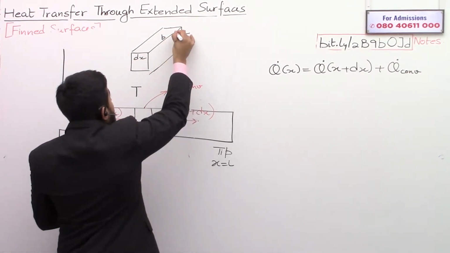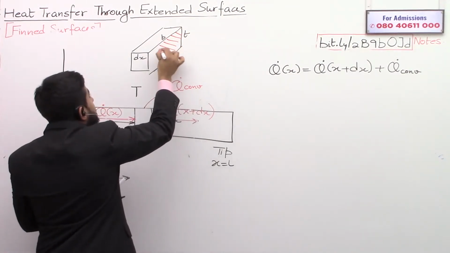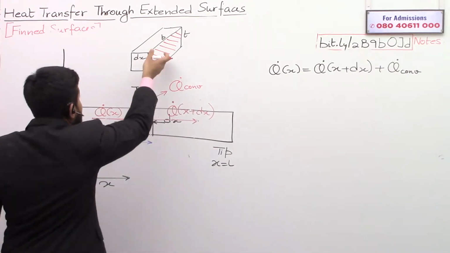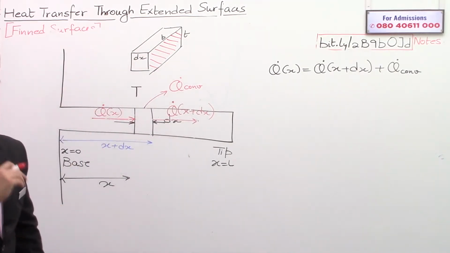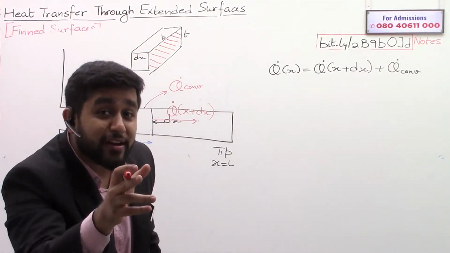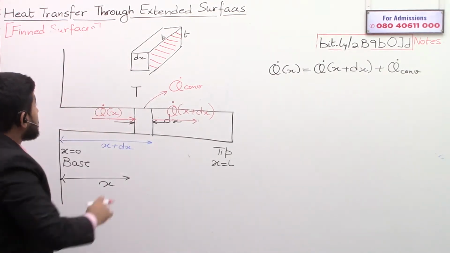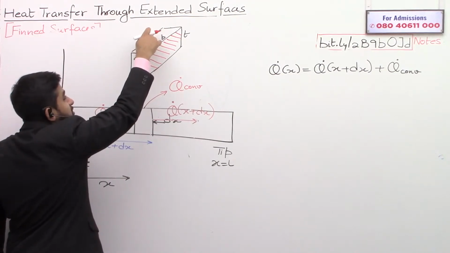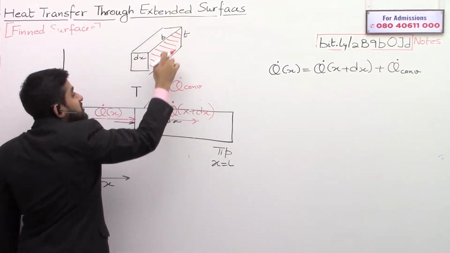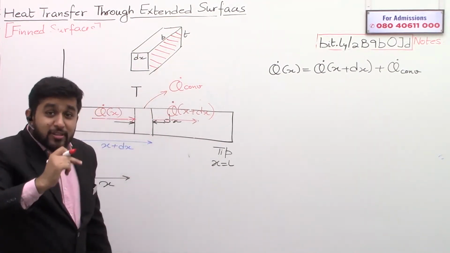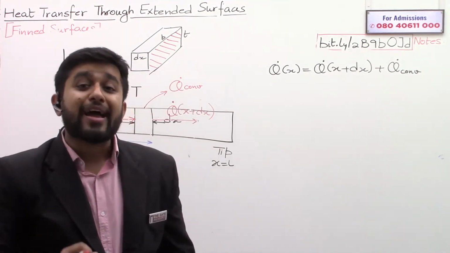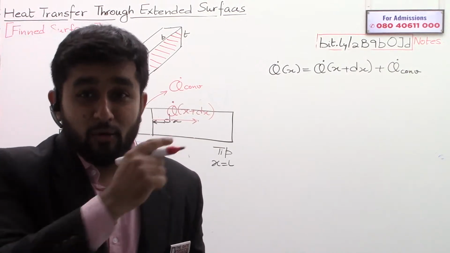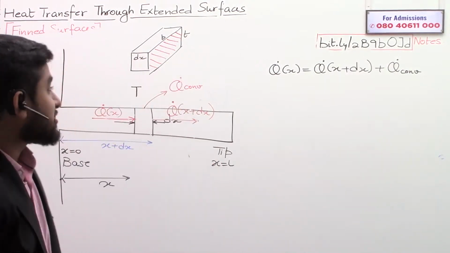Now, this section is inside the material only, where we are getting conduction, x plus dx. Similarly, the left-hand side is x, inside the material, where we are getting conduction. But the front surface, the top surface, the back surface, and the bottom surface, these four surfaces of the element are exposed to atmosphere. So this is the peripheral surface. Now let me check what the area of this peripheral surface is.